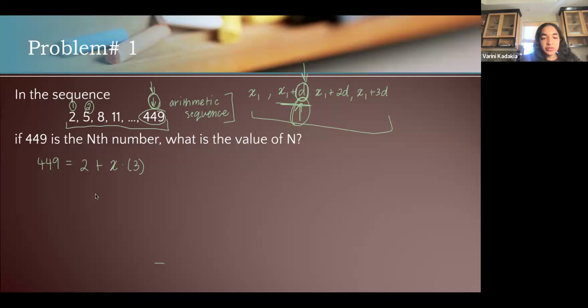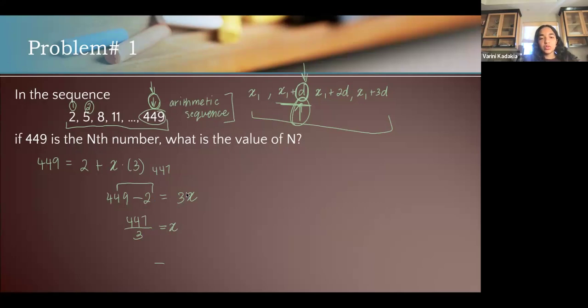So how would we solve for what x equals? We do 449 minus 2 equals 3x, right? So how much is 447, right? So we get 447 divided by 3 equals x, right?